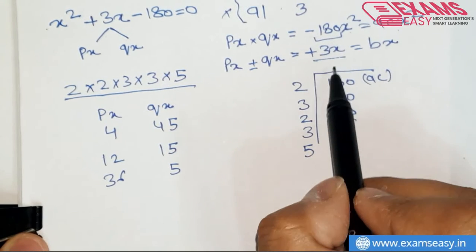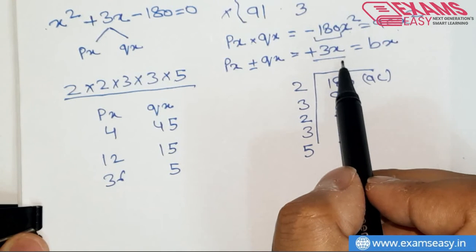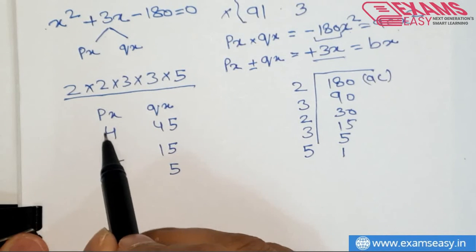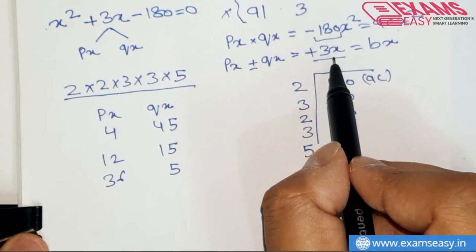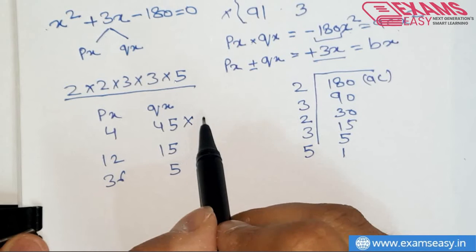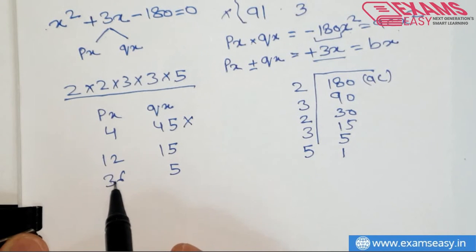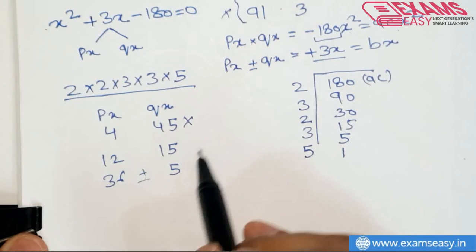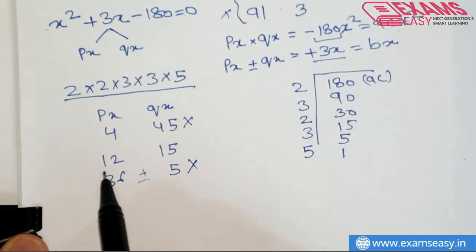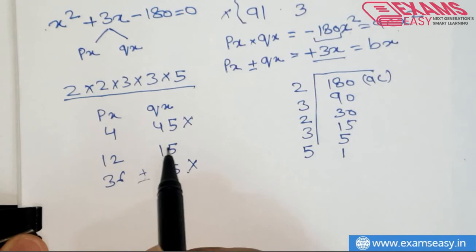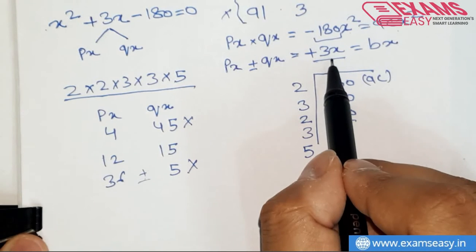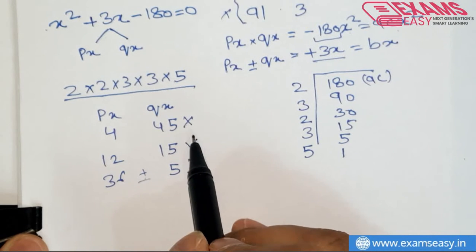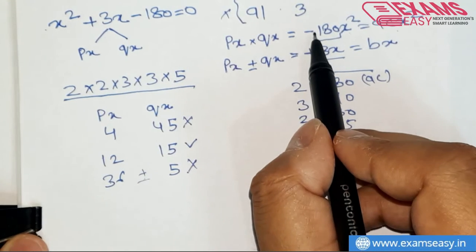But what about 3x? So let us see which one is the closest with this factor. So 45 plus or minus 4 will never give us 3x. So this is not possible. 36 and 5, plus or minus, will never give us 3x. So this is also not possible. But if we subtract 15 with 12, then we can get 3x. So this would be our desired factors, but we have to see the signs also.